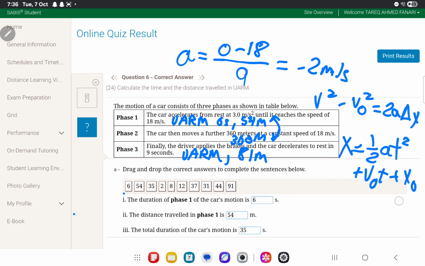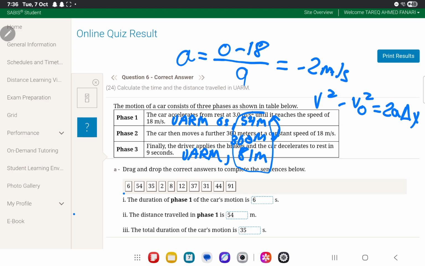Now, we didn't use this, but you always can. I already found it, so I'm not gonna solve it using this method. I'm gonna add all of these up now. 54 plus 360 plus 81 gives me 495 meters. I'm done.